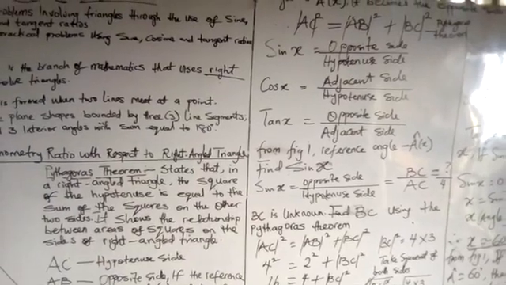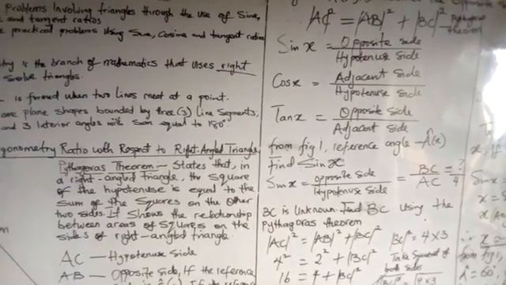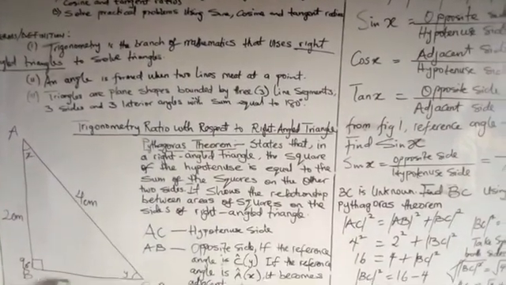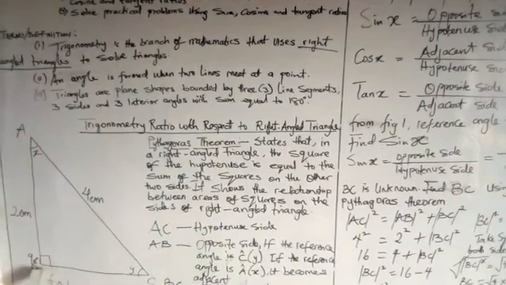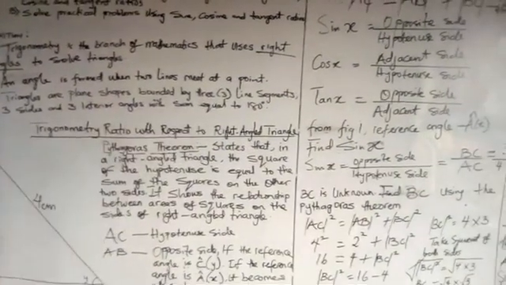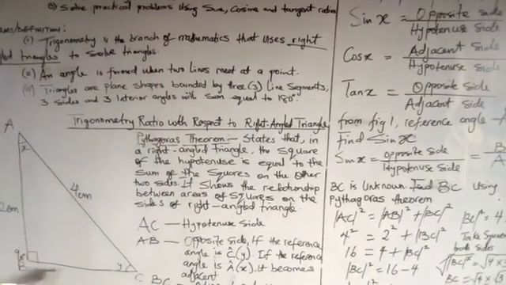AB is given to us to be 2 cm. AC is given to us to be what? 4 cm. We don't know the side BC, the length of side BC. Using Pythagoras theorem, we can get the other length.